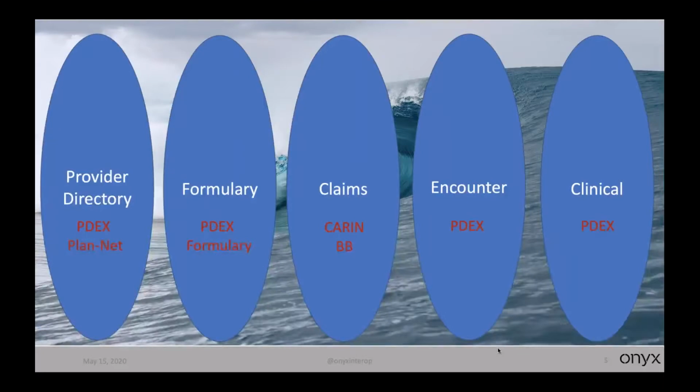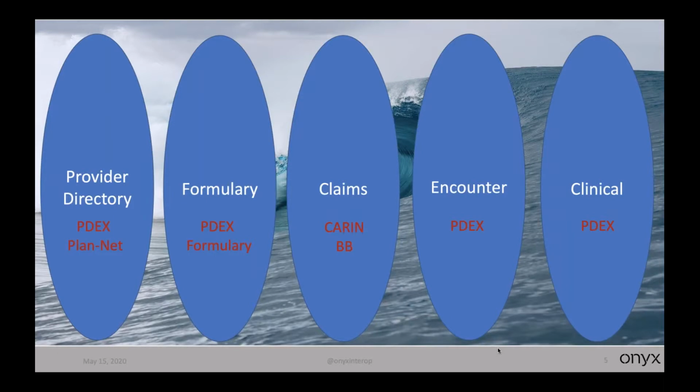So the other side of this is, how does all the work that we've been doing in both the CARIN Alliance and Da Vinci and the general FHIR community all fit together? And there are effectively really 5 components when you look at the CMS interoperability and patient access rule. They talk about a couple of things. Let's start with the items on the left.